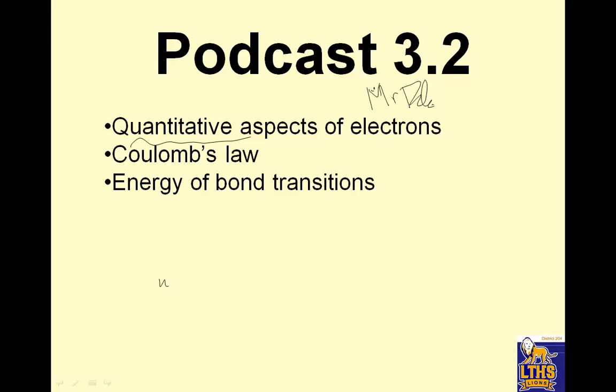We're going to look at the quantitative aspects of electrons. That means equations. We're going to look at Coulomb's law, and we're going to look at the energy of bond transitions with light. So let's hop to it.